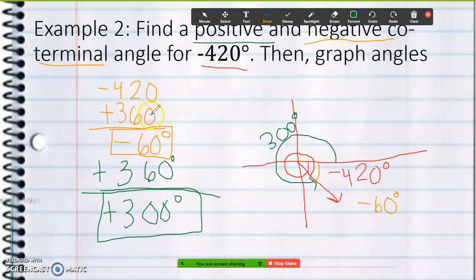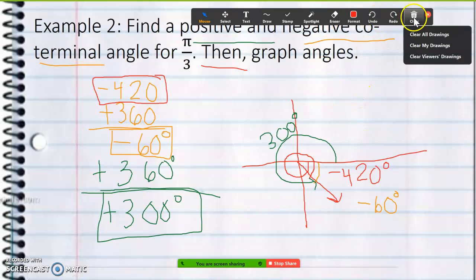Just to clarify, the reason I added 360 degrees in the beginning is that when I added 360 degrees, I still got a negative coterminal angle. So that would just be my negative coterminal angle. And then when I added 360 degrees again, it became positive. The reason I had to do that is because my beginning angle of negative 420 degrees was already multiple rotations around.